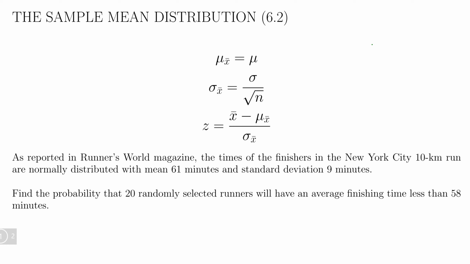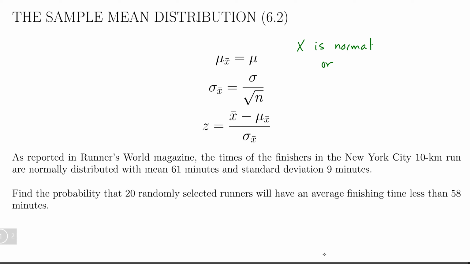To calculate probabilities in the sample mean distribution, we'll use a similar process to what we did with the regular normal distribution. First, we need to realize what makes the sample mean distribution normally distributed. The sample mean distribution will be normally distributed as long as the original distribution of x's is normally distributed, or if we don't know that it's normally distributed, or even if we know that it's not, then the x bar distribution will be normally distributed as long as the sample size is at least 30.